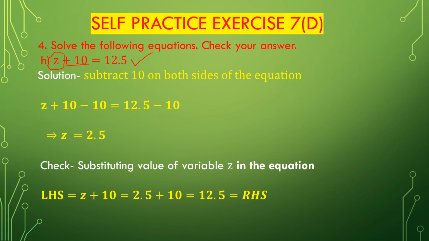So subtract 10. Here plus 10 is there, so we have to subtract 10 on both sides of this equation to get the variable z. So subtract 10 on both sides of this equation, we get z plus 10 minus 10, plus minus cancel, 10 minus 10 cancel, equal to 12.5 minus 10, and z equal to 12.5 minus 10 is 2.5. So we get the value for the variable z is 2.5.